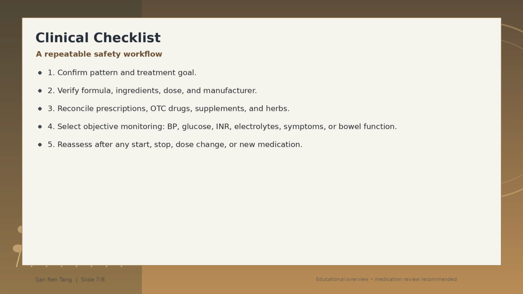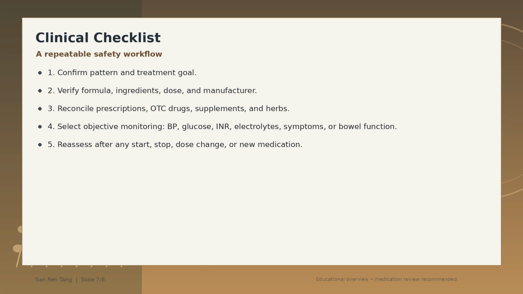A useful clinical checklist has 5 steps. 1. Confirm the traditional pattern. 2. Identify the exact product and full ingredient list. 3. Reconcile prescriptions, over-the-counter drugs, supplements, and other herbs. 4. Identify measurable endpoints, such as blood pressure, glucose, INR, electrolytes, symptoms, or renal function when relevant. 5.